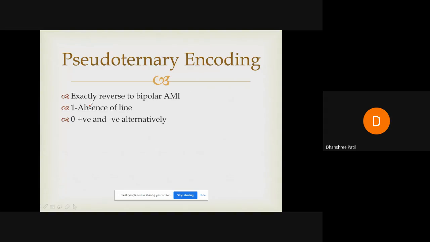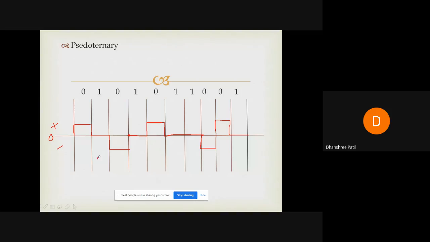Then next is pseudo ternary encoding. It is exactly the reverse of bipolar AMI. Whatever 0 represents in AMI will be for 1, and whatever 1 represents will be for 0. So 1 means absence of a line and 0 means positive and negative alternately. Simple. So what is this? 0 represents positive or negative. Let's start. I'll take it as negative over here. 1 represents absence of a signal, so blank.